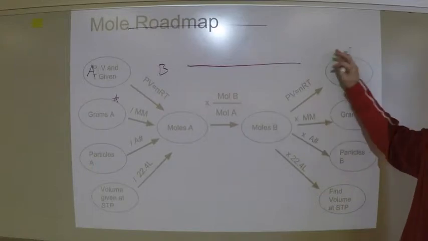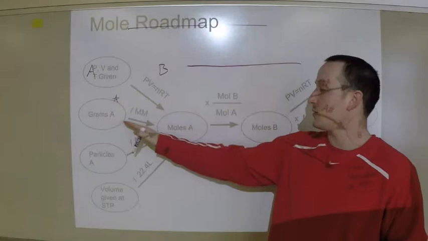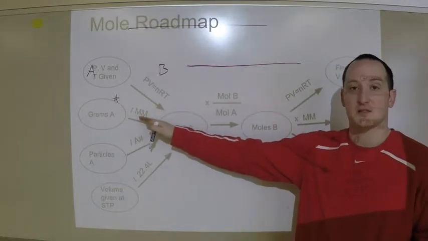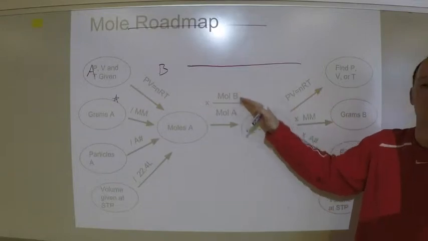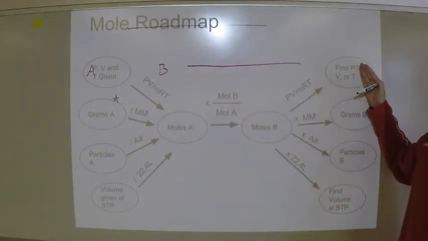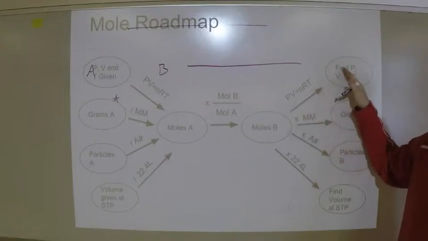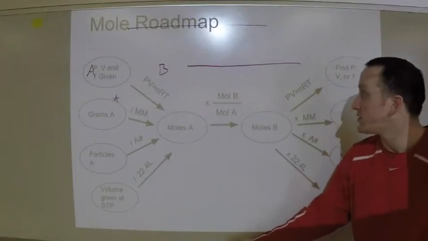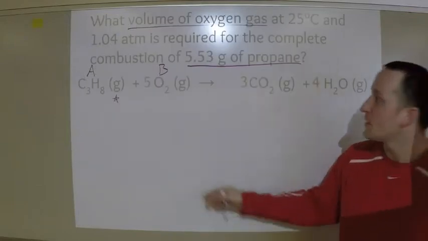But we can use the ideal gas law. So what we're going to do is this. Start from grams of A, convert to moles of A using the molar mass. Then we're going to change to moles of B using the B over A conversion. Then we're going to find our volume by using PV equals nRT. So now let's actually run through and do that problem.